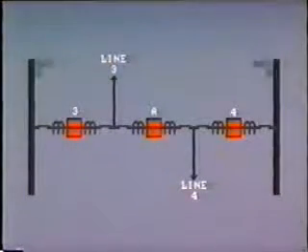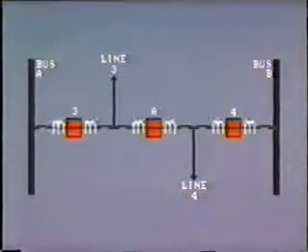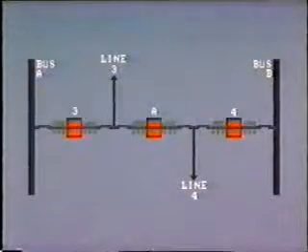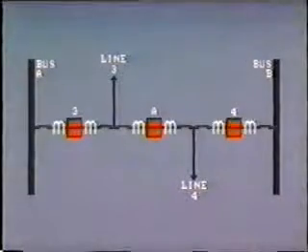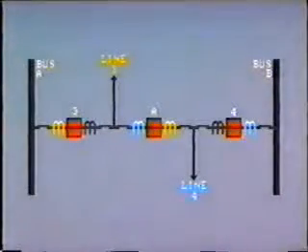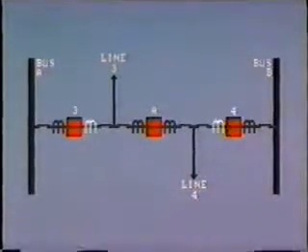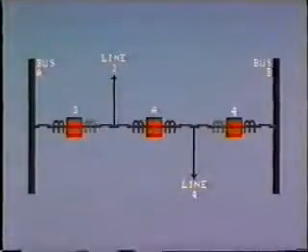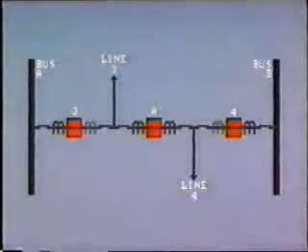You will observe that CTs are installed on all breakers so that both differential and line protection can be provided. Line relays are served by the outboard CTs of the line breakers. Bus differential relays are served by the outboard CTs of the bus breakers.